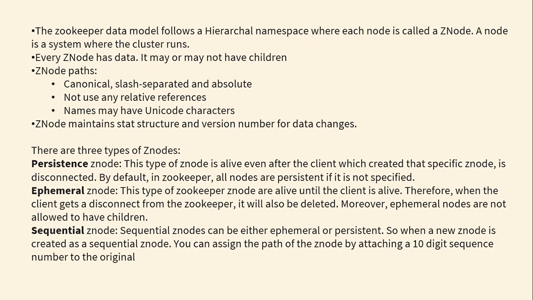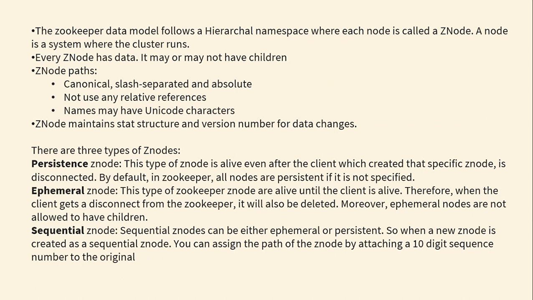A node is a system where the cluster runs. Every ZNode has data. It may or may not have children. ZNode path is canonical, slash separated, and absolute. It doesn't use any relative reference. Names may have Unicode characters as well. ZNode maintains a stat structure and version number for data exchanges.